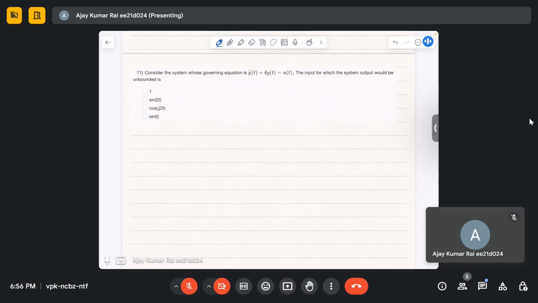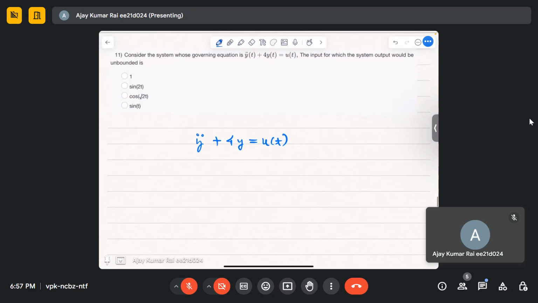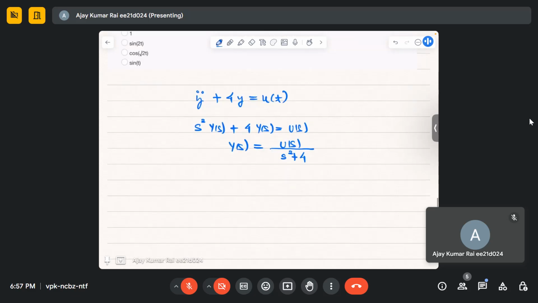Consider a system whose governing equation is given. You have to find the input for which the output of this equation will be unbounded. Let's first write the equation and find the Laplace transform again. Simple. Y(s) is equal to U(s) by s square plus 4. If I bring U(s) here, this is the transfer function, right?